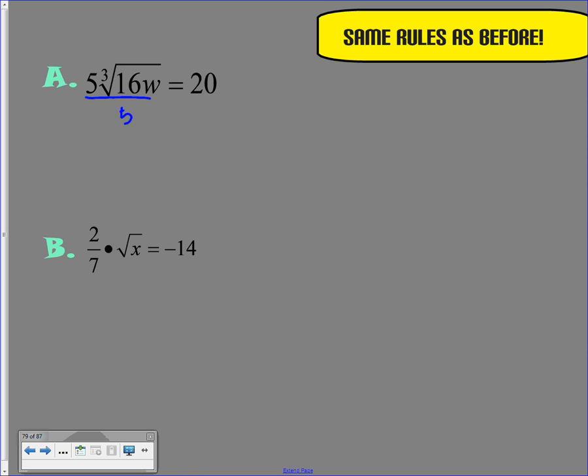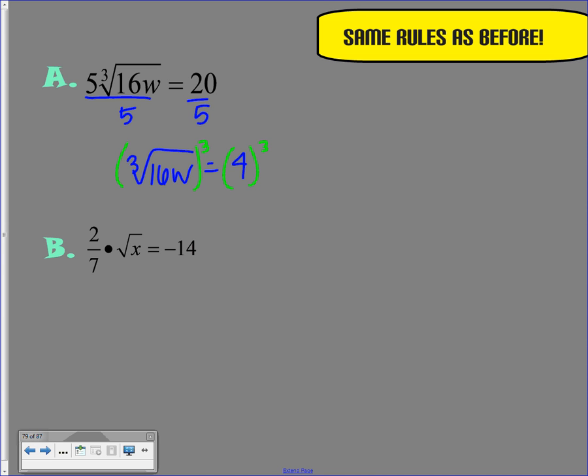by itself. So first I would divide each side by 5. That's going to give me the third root of 16w equals 4. And then here's the important part. The next thing I have to do is get rid of the third root. Remember, the third root is the same thing as the 1/3 power, which means to get rid of it, I have to raise each side to the third power.